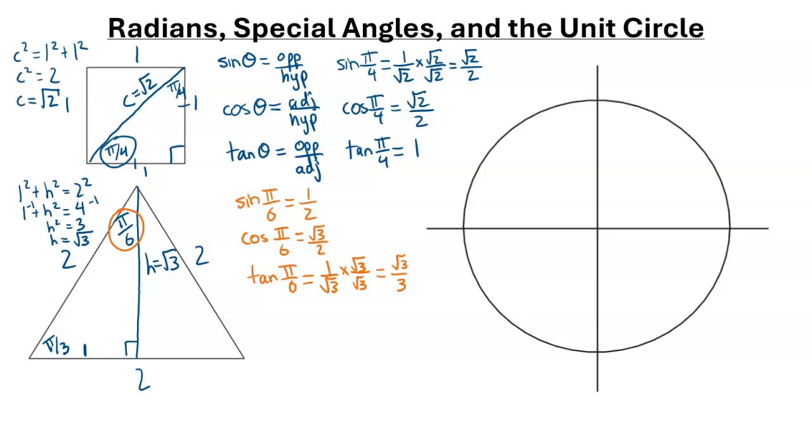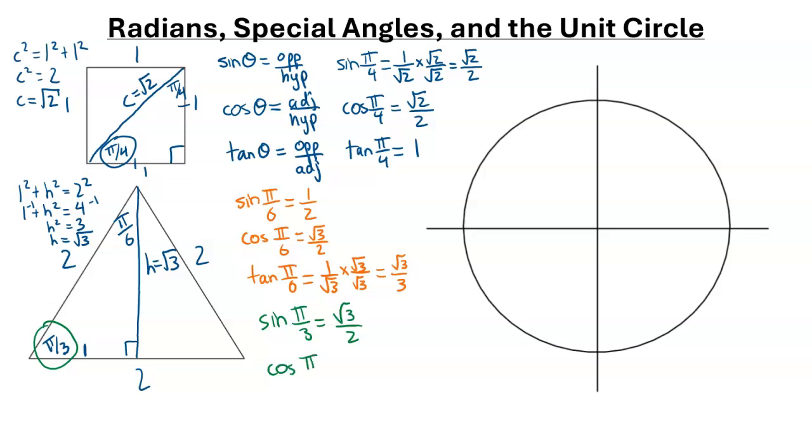So now let's look at sine, cos, and tan of pi over 3. So we're focusing in now on that angle right there. And so sine of pi over 3 gives me the opposite, which is root 3, over the adjacent, which is 2. So root 3 over 2.